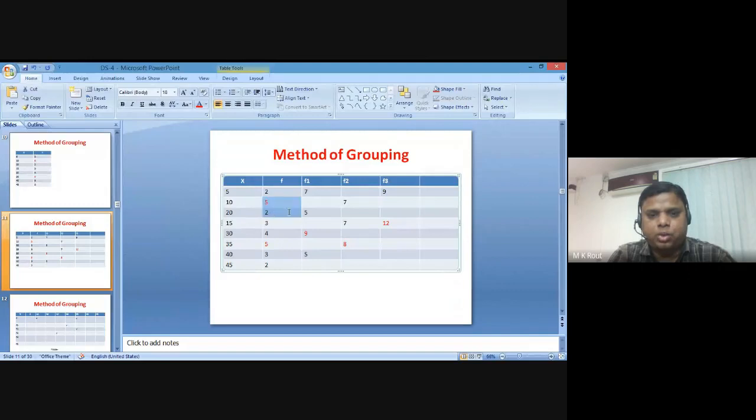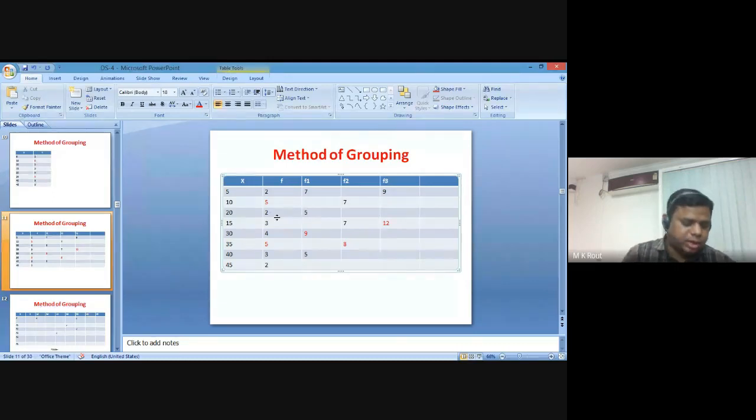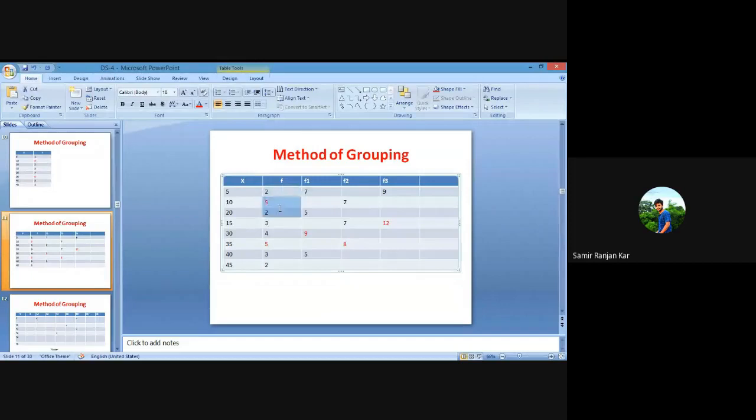5 plus 2. Yes sir, how will we know how to do the grouping in F2? First you take a group of 2, then go for the alternative one, leave the first one, then go for this one. In this process, first make 2 plus 1, then 5 plus 2, in alternative order. Leave the first one.